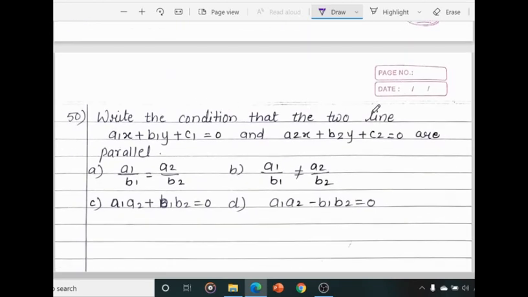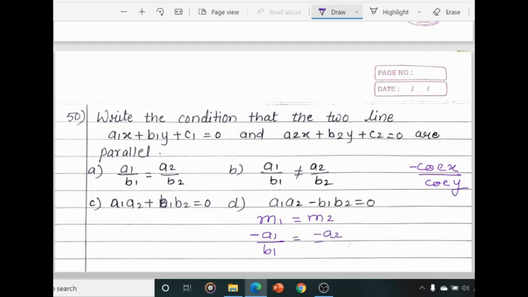Write the condition that the two lines a1x plus b1y plus c1 is equal to 0 and a2x plus b2y plus c2 is equal to 0 are parallel. We know the condition of parallel lines is two slopes are equal, that is m1 is equal to m2, and we know slope is written by minus coefficient of x upon coefficient of y. So the coefficient of x is a1, coefficient of y is b1 in the first line. In the second line, minus a2 upon b2. Minus minus get cancelled. So a1 upon b1 is equal to a2 upon b2 is the condition.